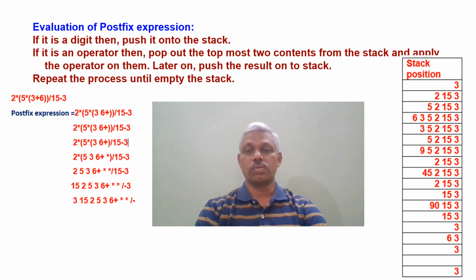Then division comes. So 90 comma 15 are popped out and the division is completed, and 6 is pushed onto the stack. And finally subtraction, minus is there, 6 and 3 are popped out, 6 minus 3 is performed, and finally 3 is placed onto the stack. So simply, first we push all the operands onto the stack. Whenever there is an operator, pop out the topmost 2 elements of the stack and operate on them, and the result will be pushed again onto the stack. Simply we keep on doing this until all the operators are exhausted.